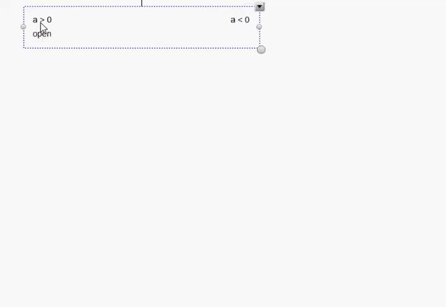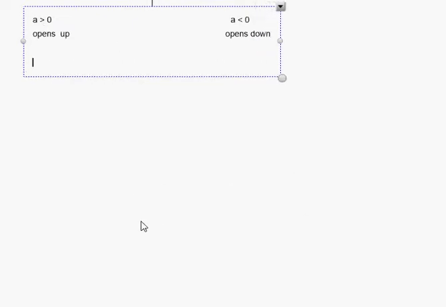If a is greater than 0, the parabola opens up. If a is less than 0, the parabola opens down. So a greater than 0, we say the parabola opens up. A less than 0, we say it opens down. And here's what the parabola looks like when we say it opens up. The arrows point upward. And if it opens down, the U-shaped graph has the arrows pointing downward.